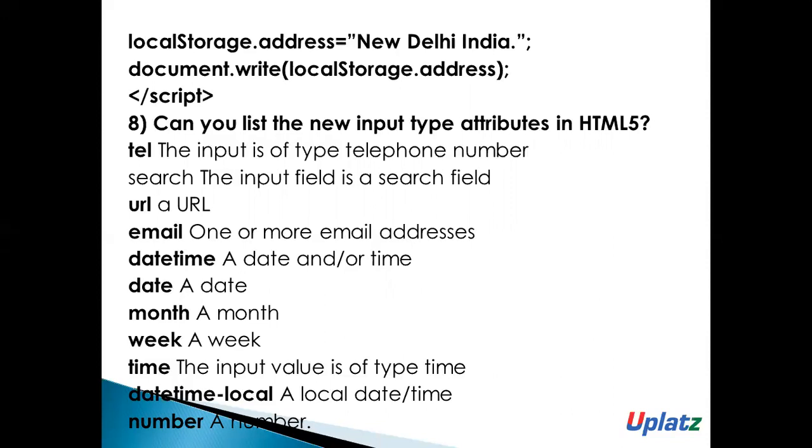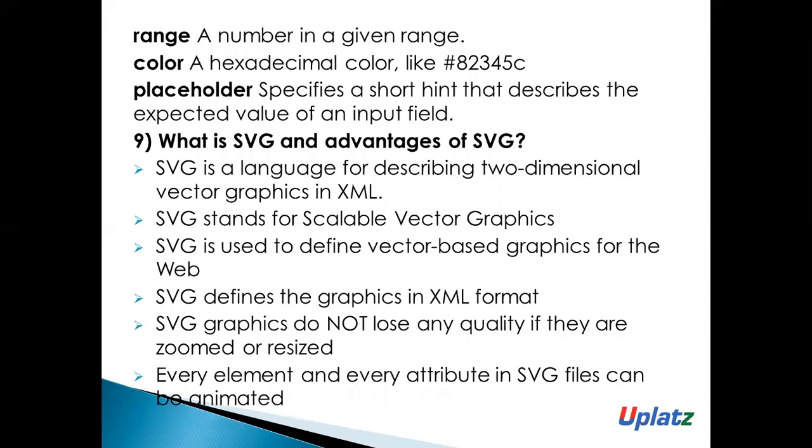You can type date and time, or date, month, week. Time input values should be of type time, datetime-local, number, where only a number can be entered in that field, and range, where you need to enter a number in a given range. Color is like a hexadecimal color, a given color code. Placeholder specifies a short hint that describes the expected value of an input field.